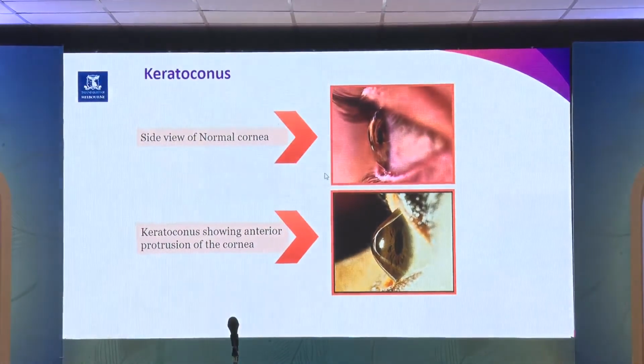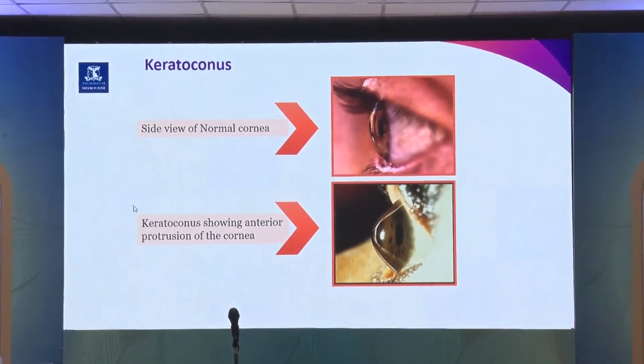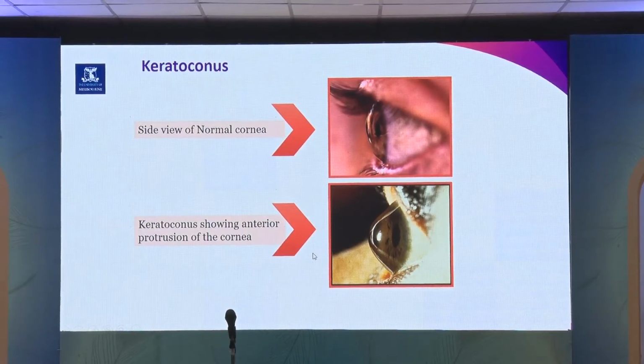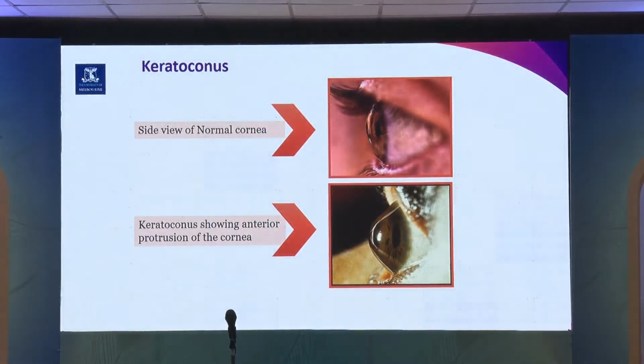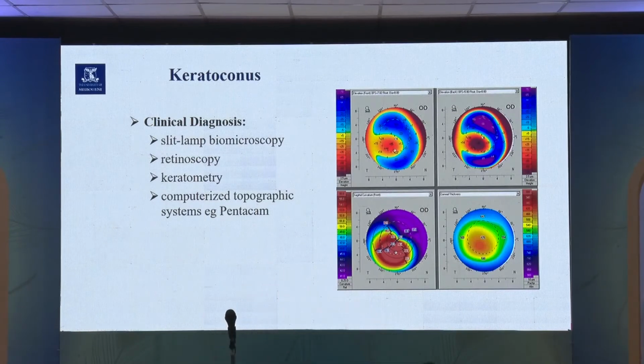So just to give you an idea, if you see a side view of the cornea, it looks pretty normal, whereas once you move into more moderate advanced disease, you can see this nice protrusion of the cornea sticking out. And I think anybody, even a non-ophthalmologist, could easily pick this up. As we go from normal vision, subclinical, with essentially a normal presentation of the cornea, through to mild keratoconus, through to advanced keratoconus, we can see more and more severity in terms of the disease pathology, and of course a decrease in vision as well.